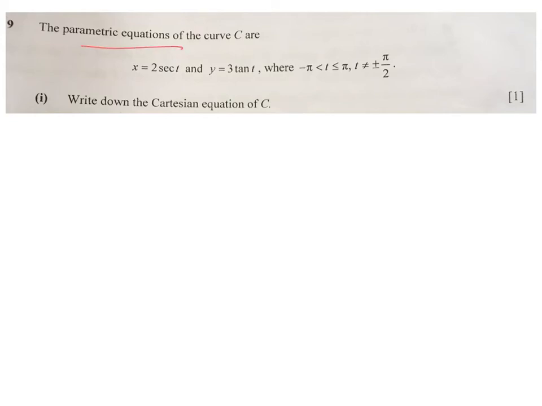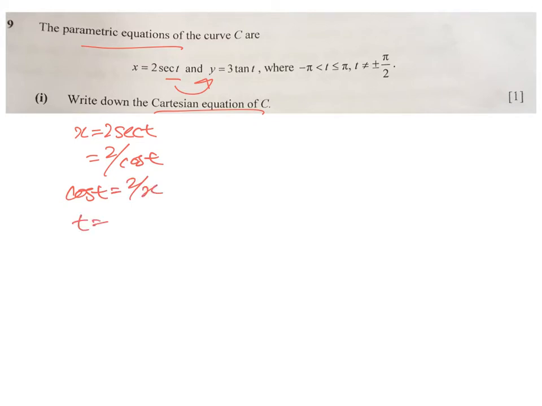To convert the parametric equations into the Cartesian equation, one way is to make t the subject in terms of x and then you sub into the y function, but you will see that this method does not work for this question. For example, if you start off with x equals 2 secant t, which is 2 over cosine t, and therefore cosine t is 2 over x, t is cosine inverse 2 over x, and then you sub into the y function, you're going to get y equals 3 tangent cosine inverse 2 over x.